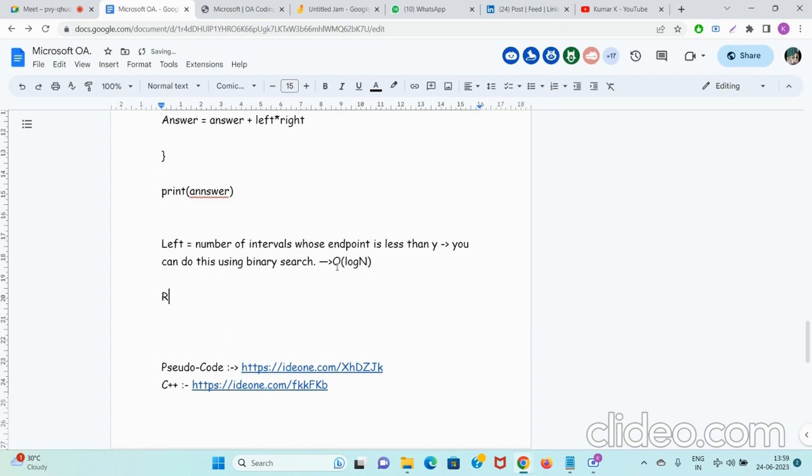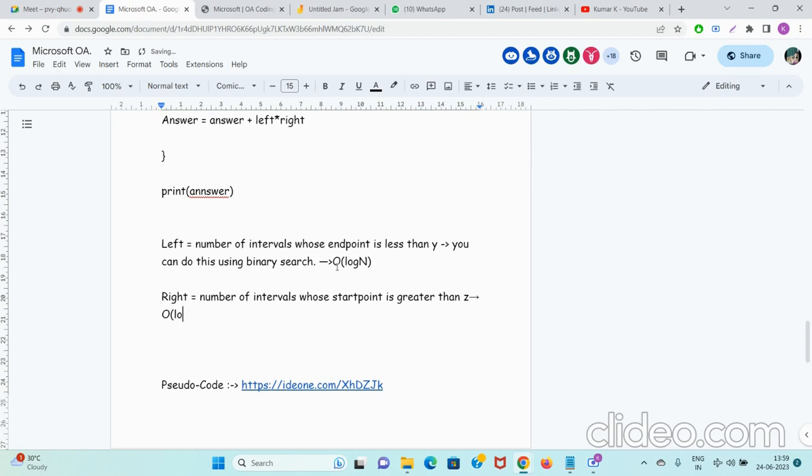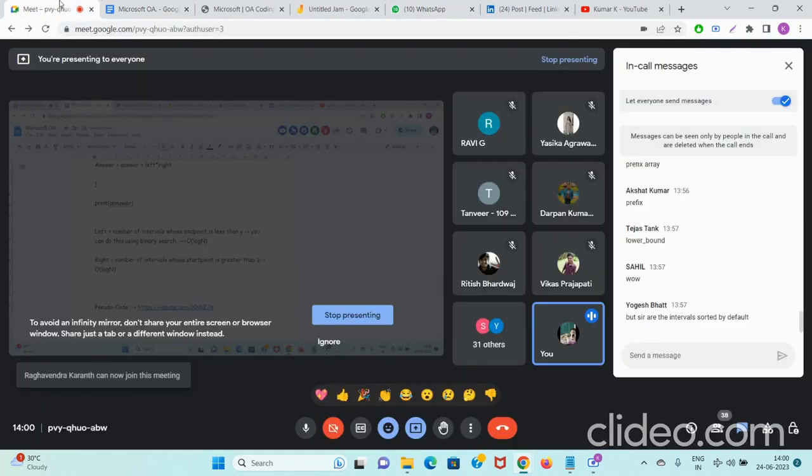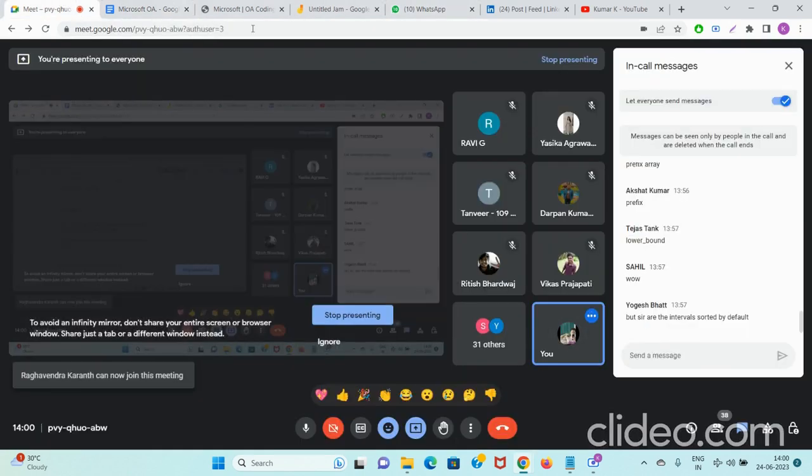Similarly, for the right guys, for the right, number of intervals whose start point is greater than z. You can do this using binary search in O of log n time. Okay. So guys, number of intervals whose start point is greater than z. No, the intervals are not sorted by default. We will sort them. Don't worry.